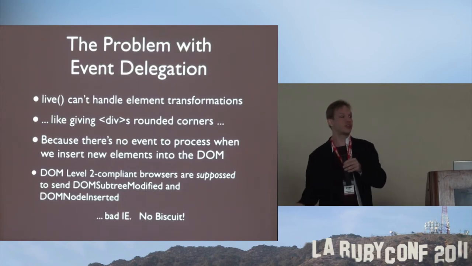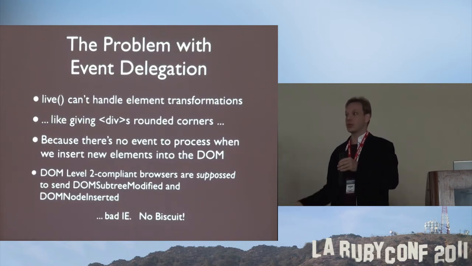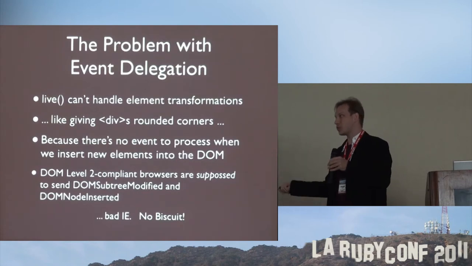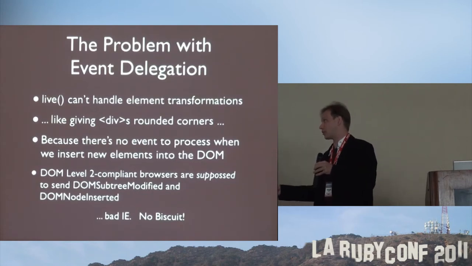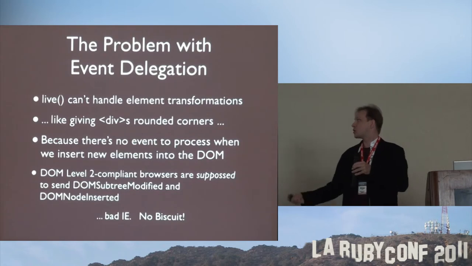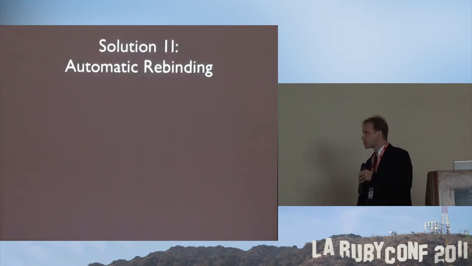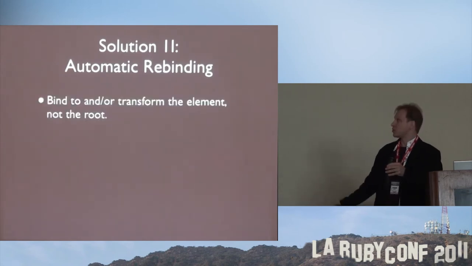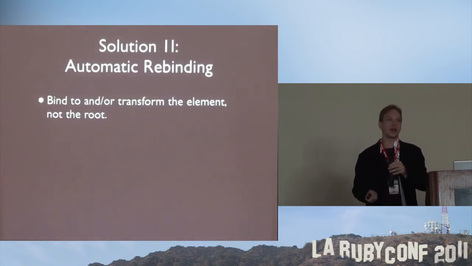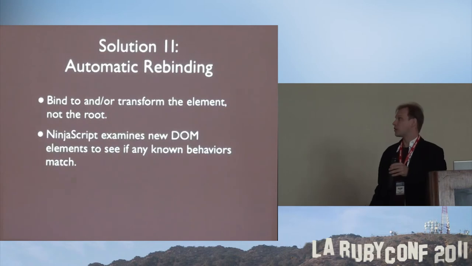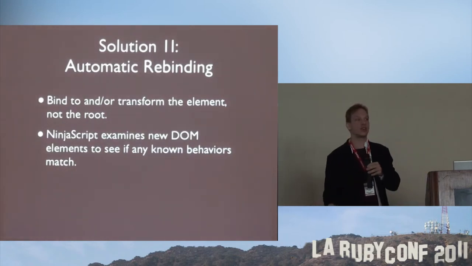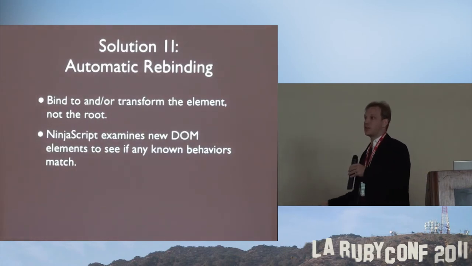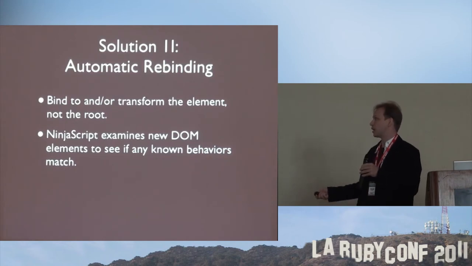But it's kind of a frustrating situation because they're deprecated with no replacement in sight, and the DOM is not supposed to deprecate events or any other behaviors until there's a replacement. So instead, we have to do some other approach. The other approach that we use in NinjaScript is called automatic rebinding. So we go back to binding things directly to the element that we care about. But then we're going to continually examine the DOM to see if new things have been added to the DOM that our behaviors should bind to.